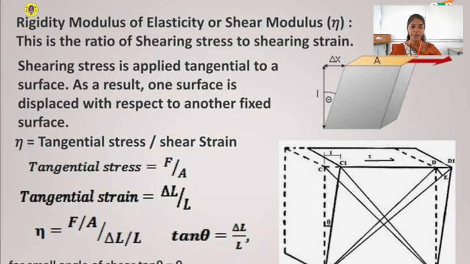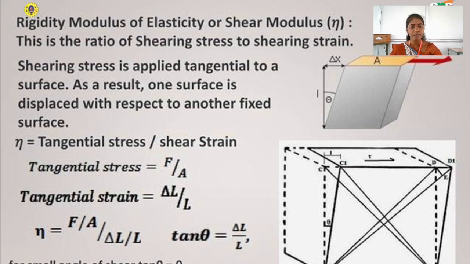So in the previous video, I explained about bulk modulus. In this video also, I am going to explain about the rigidity modulus of elasticity. These are different types of elastic modulus, right? Elastic modulus is nothing but the stress by strain ratio. So rigidity modulus is nothing but shearing stress by shearing strain.